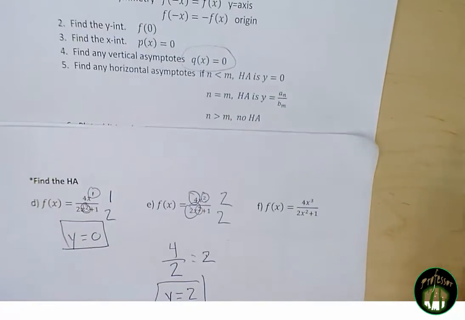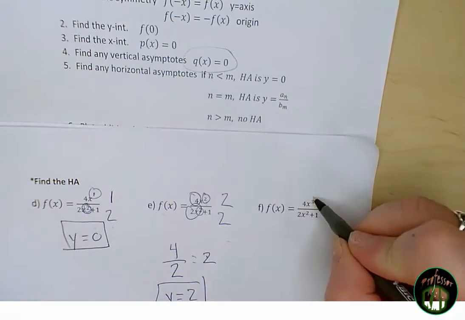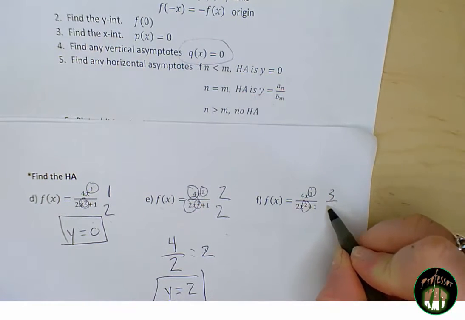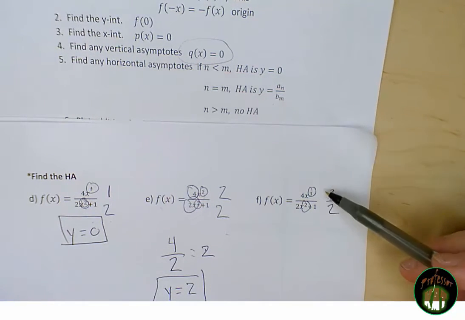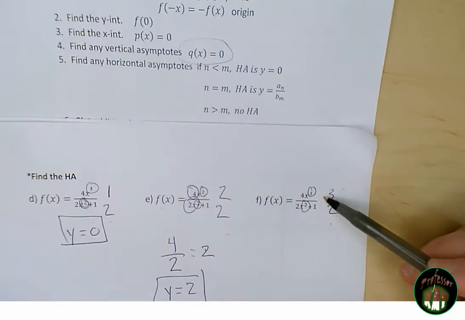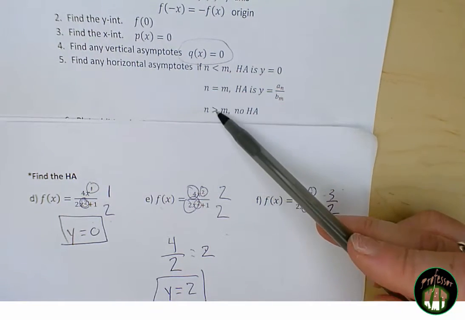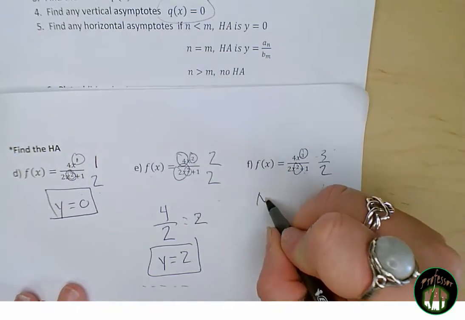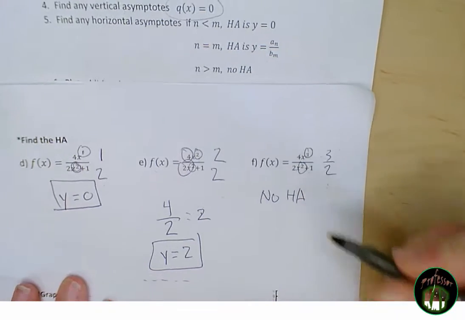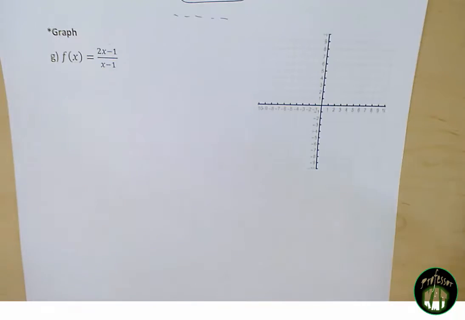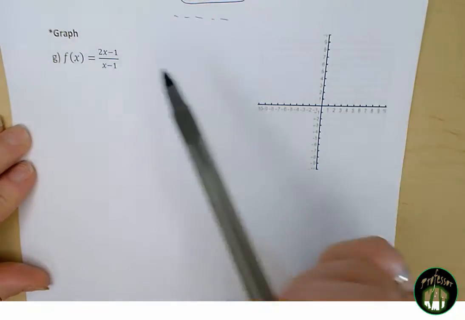Example F. If we take a look at example F, in our numerator, we have a degree of a 3. And in our denominator, we have a degree of a 2. So that means our numerator is greater than our denominator, right? 3 is bigger than a 2. So that means we're looking at this one where n is greater than m. And it says if that happens, there is no horizontal asymptote for that example here. So let's graph the following example here.